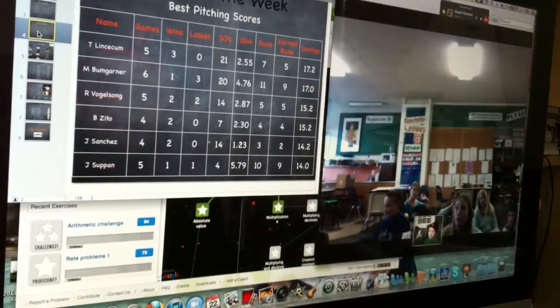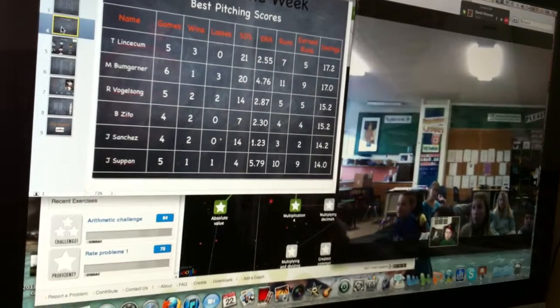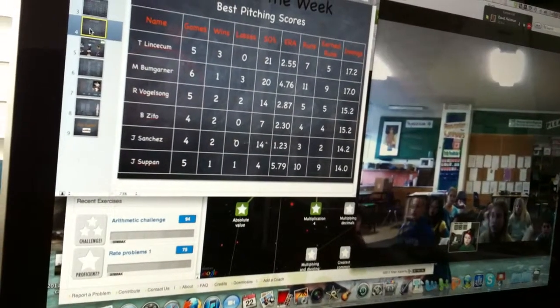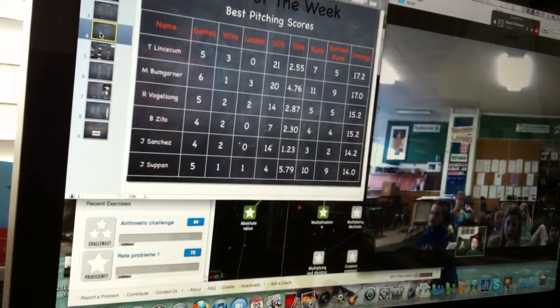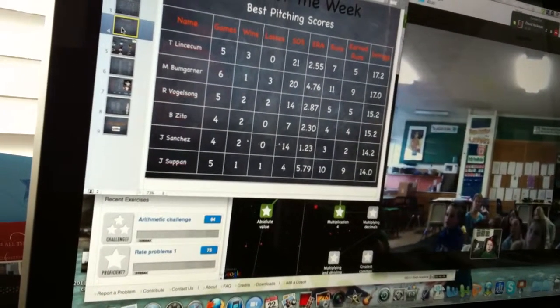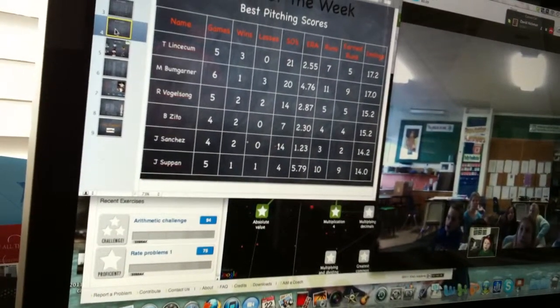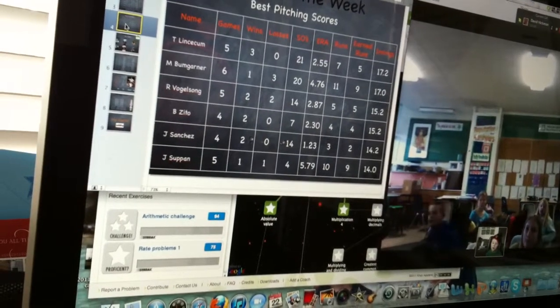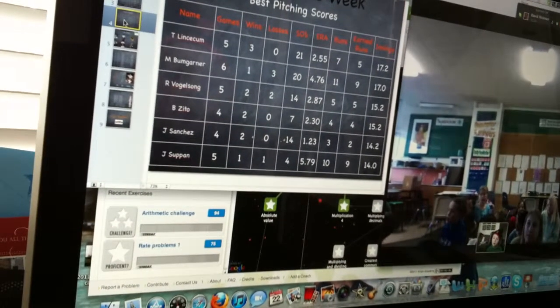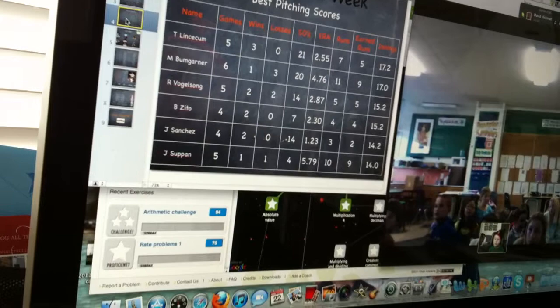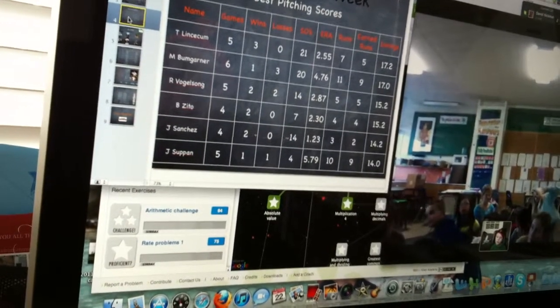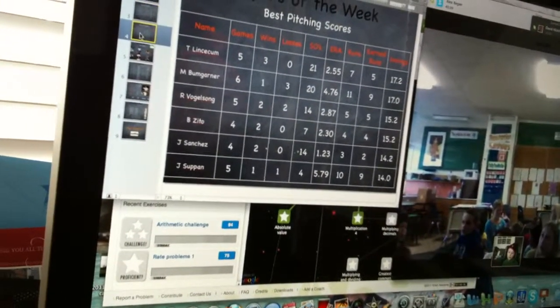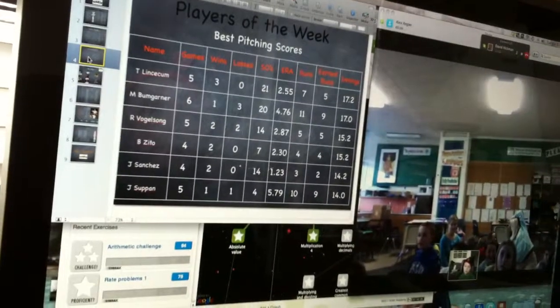Questions for Alex on this one? Ruben? What does ERA mean? Earned run average. It's the average runs they let in a game. So while the pitcher's pitching, how many runs are scored against him per game on average? The lower the better, exactly.